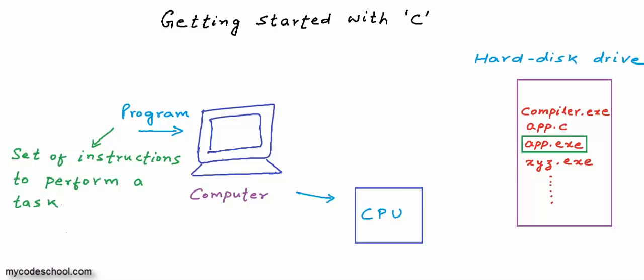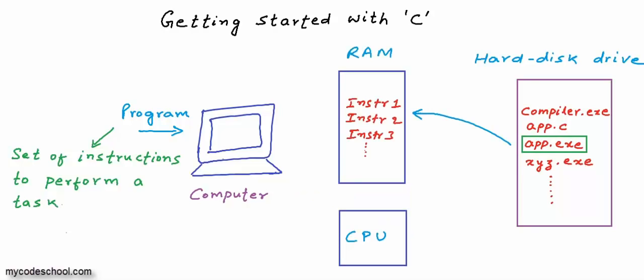What happens is that when you run the program, let's say you ran app.exe, the program or the set of instructions is transferred to what we call random access memory, or RAM. The difference between RAM and hard disk drive is that RAM is volatile memory. Everything in RAM is wiped off, is cleared as soon as power is removed, as soon as the machine is turned off. But anything in the hard disk remains there even when the machine is turned off.